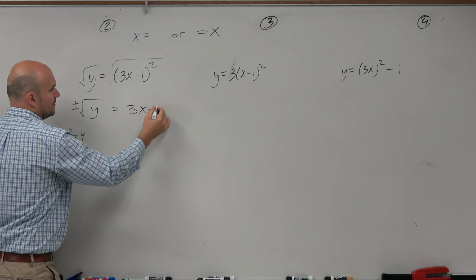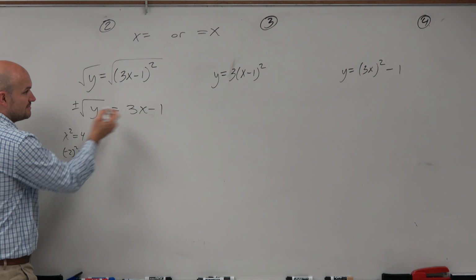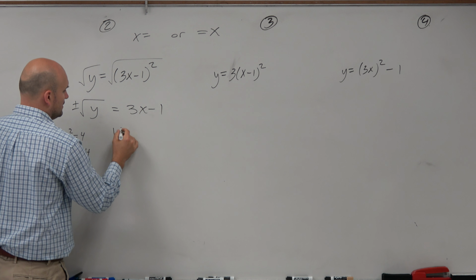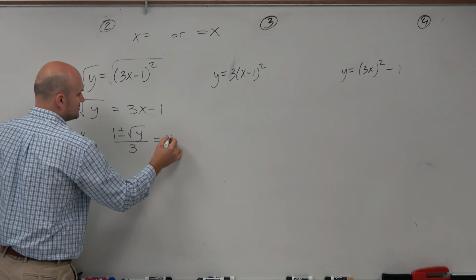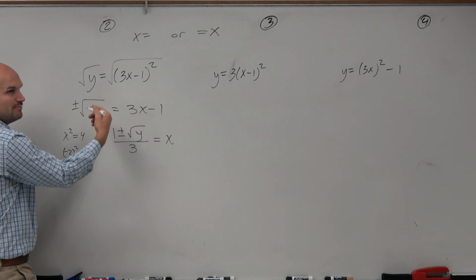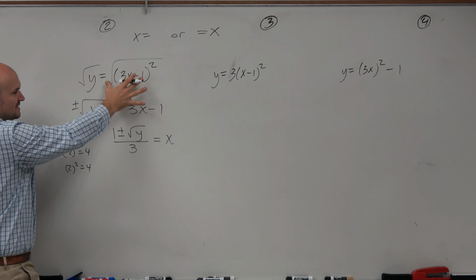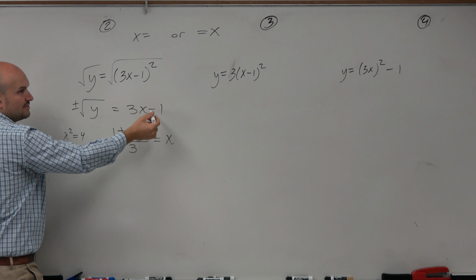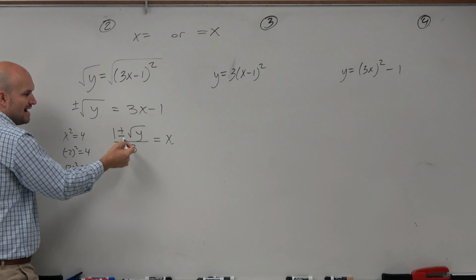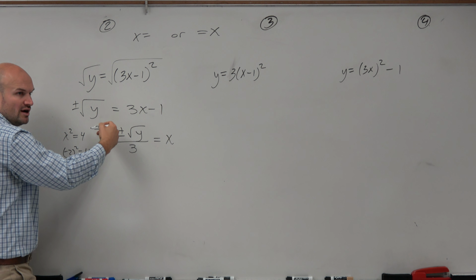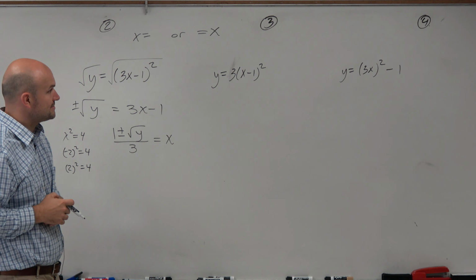Now, we have 3x minus 1. For the sake of doing problems fast, I'm going to add the 1 and then divide by the 3. So I get 1 plus or minus the square root of y divided by 3 equals x. I'm doing multiple steps in my head so we can get through the rest of these problems. But hopefully you guys at least understand this portion. And here, all I did was add a 1. I put the 1 in front because typically we like 1 plus or minus instead of plus or minus square root of y plus 1. So I just put it in front and then divide by 3. If you have trouble with this, just let me know as I'm walking around.